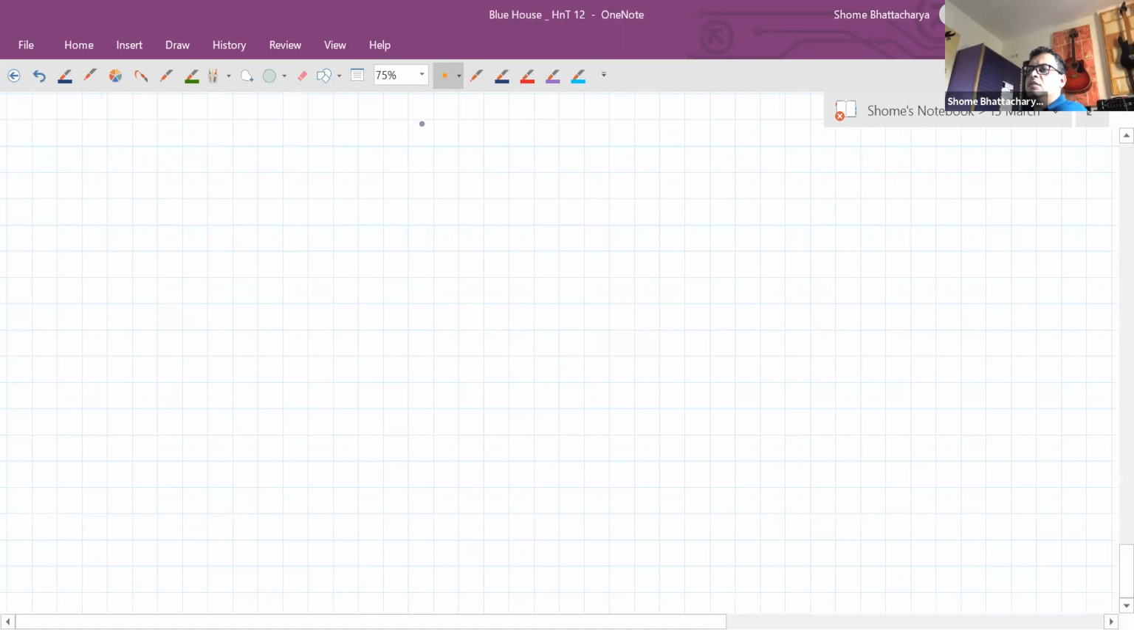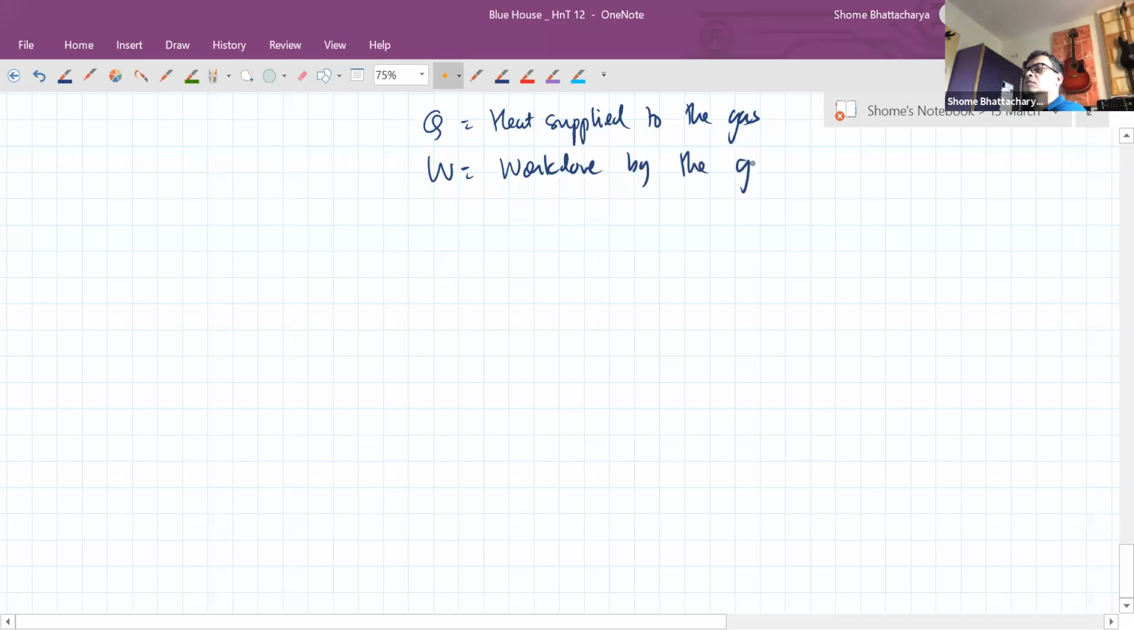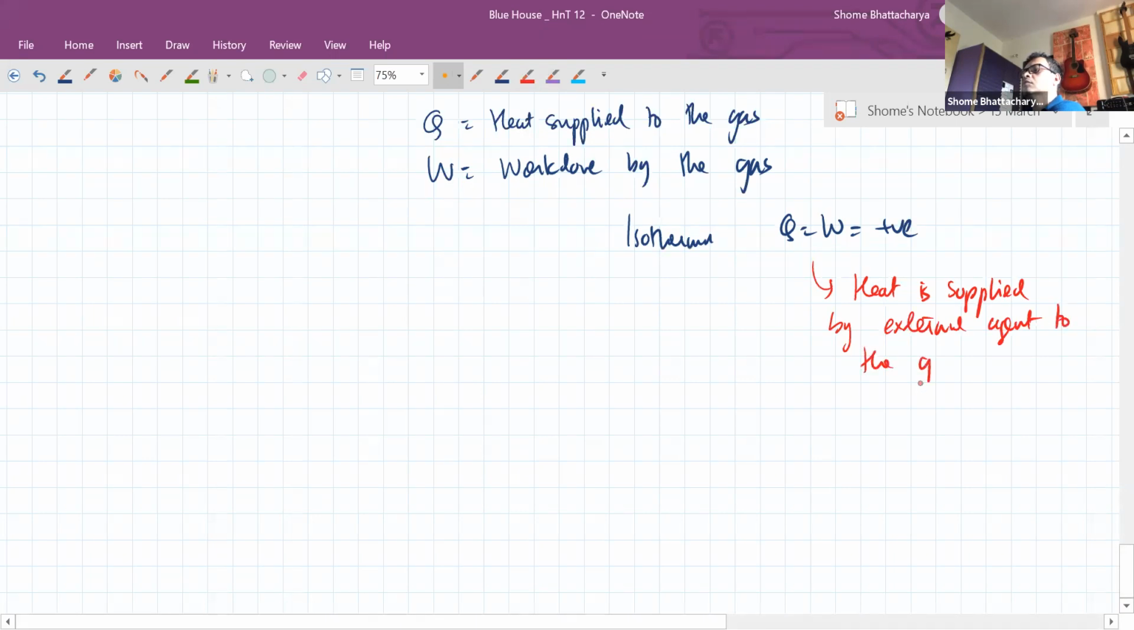Yes. So Shikhar, remember Q is heat, net heat supplied to the gas. Okay. And W is work done by the gas. So for an isothermal process, if Q is equal to W is equal to a positive quantity, that means heat is supplied by some external agent to the gas. Okay. And work is done by the gas because it expands, and vice versa for isothermal compression.